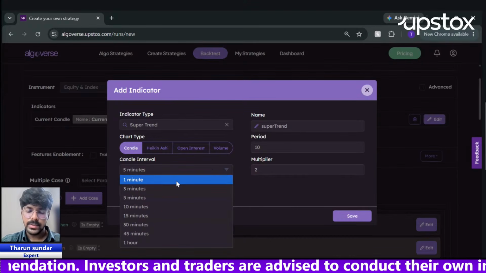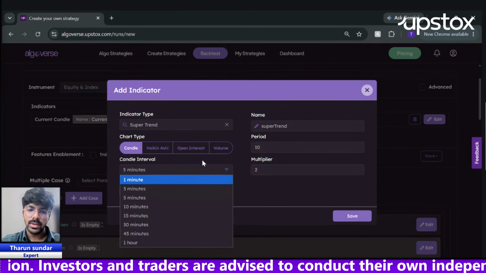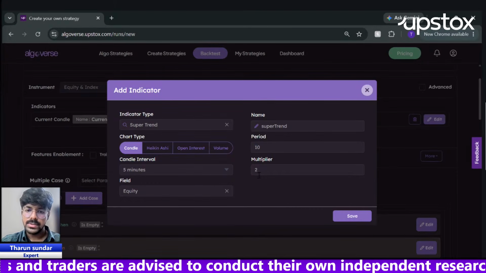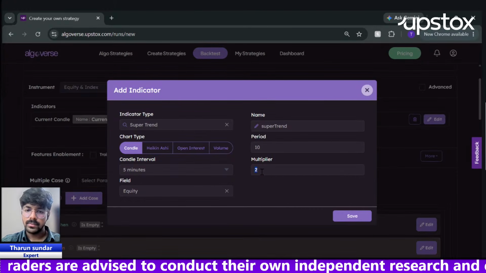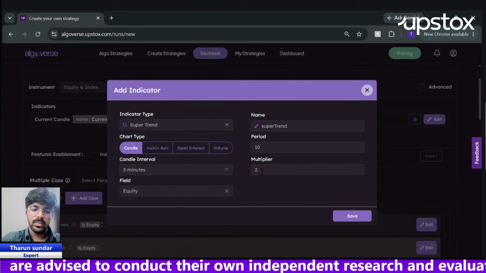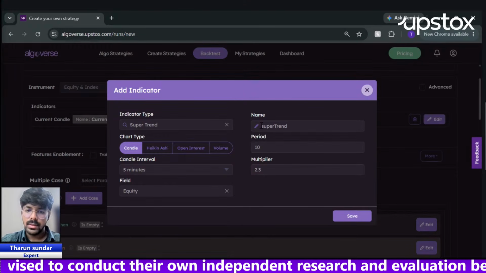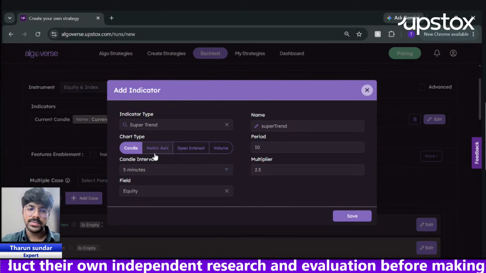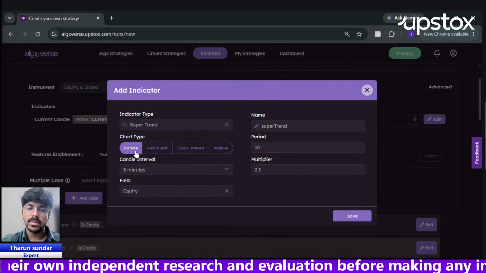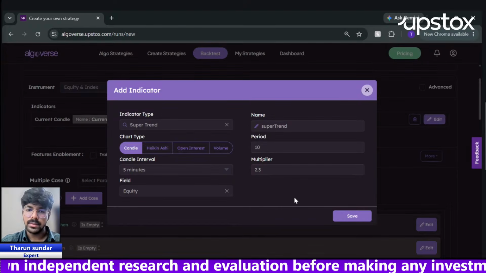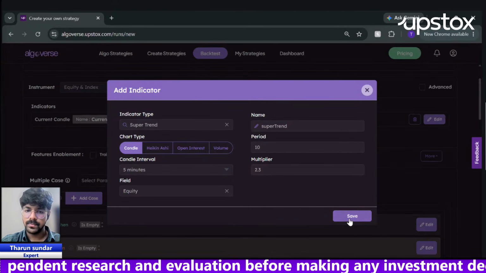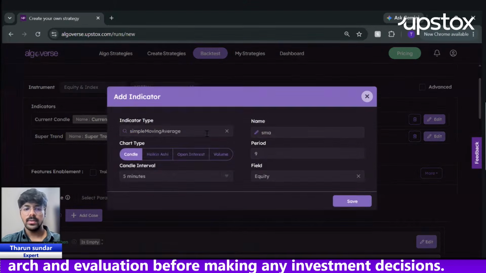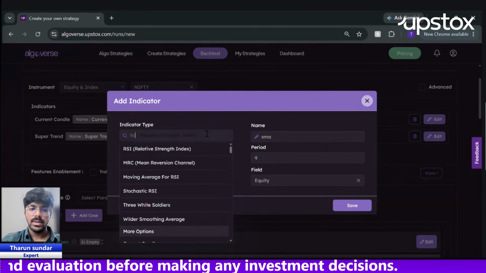Here, I can customize the time right from 1 minute to 1 hour. I can change the period, I can change the ATR multiplier. Let's say here I want a 10 comma 2.3 Supertrend, and the indicator is on 5 minutes. And I can also change my chart type, whether I want it on a normal candlestick, Heikin Ashi, open interest, or volume chart also. So I've saved this. Next indicator I'm going to add is RSI.